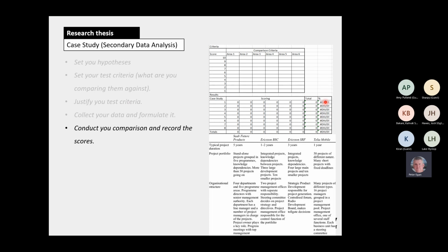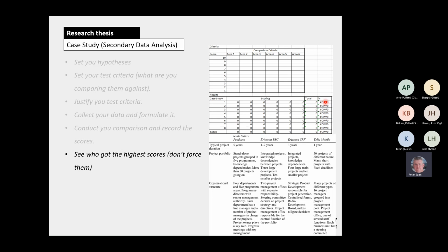Okay. So that helps you to identify which case study met the best requirement, right? So if you're looking at different types of equipment, you can say, well, this one was the best because it got the highest score. And then you can conduct a comparison and record all them scores. You can see who's got the highest scores.